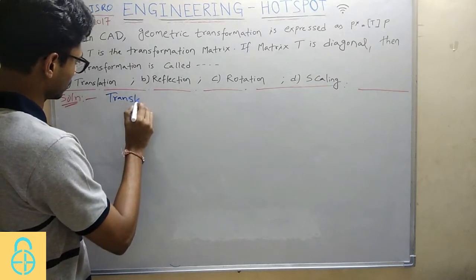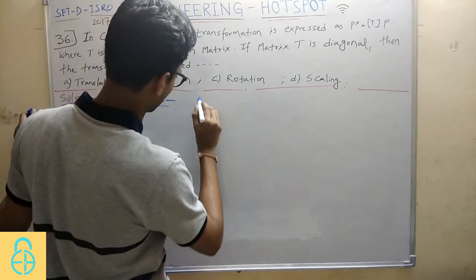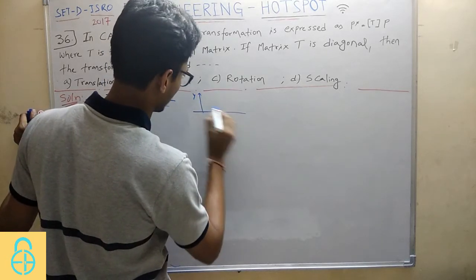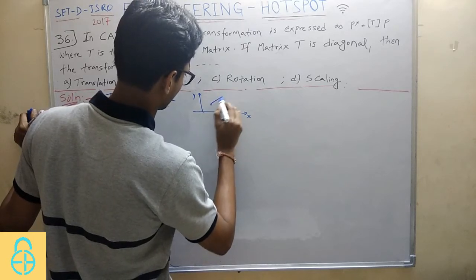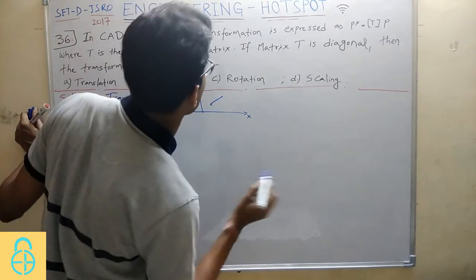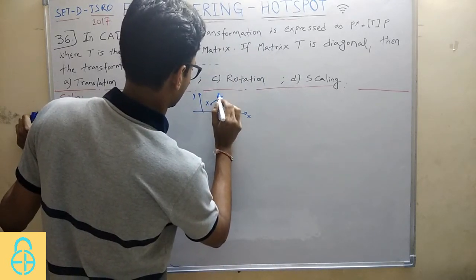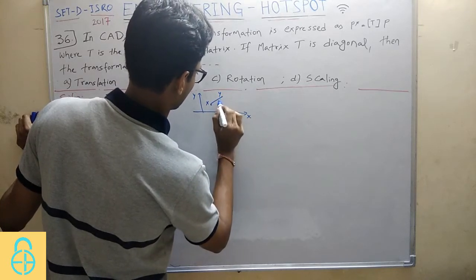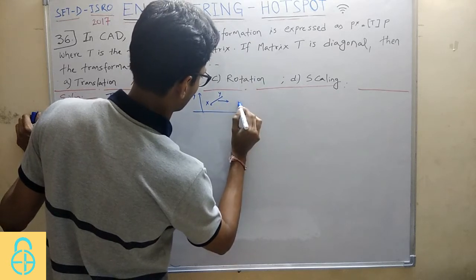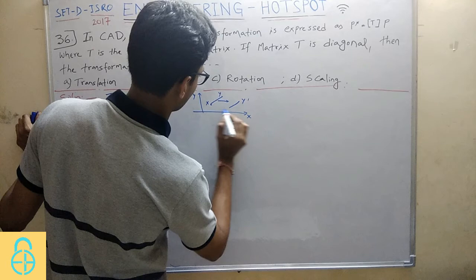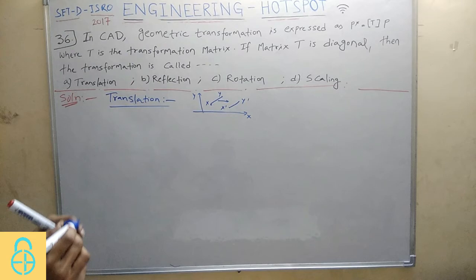What is translation? Translation is just a movement. Suppose you have taken this point in a coordinate system, y, x. Suppose I am taking this as a line. This point is x. This point is y. Suppose I have moved this point to here. This has become y dash, and this point to here. This has become x dash. So this is called translation.